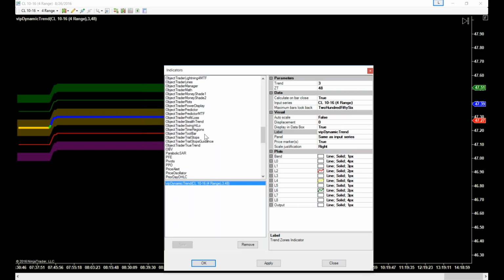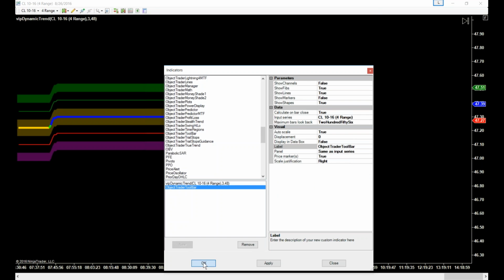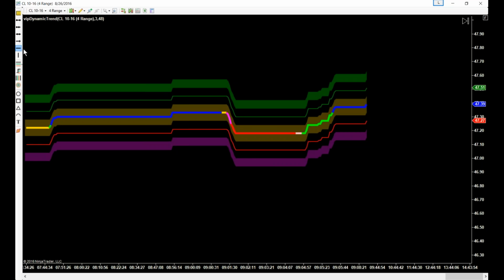Where'd my toolbar go? Object Trader toolbar. There we go. All right, so what you do is you draw a line at your phantom. See, there's where phantom is right now. Sorry about that being blue. We'll change it to white.